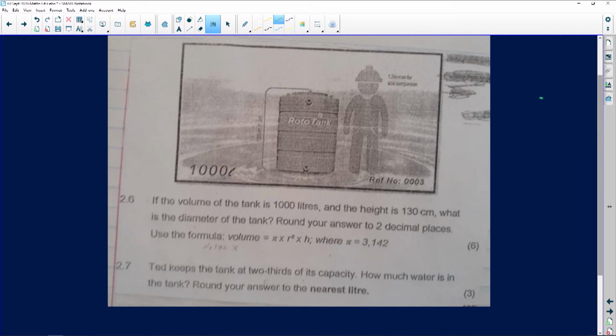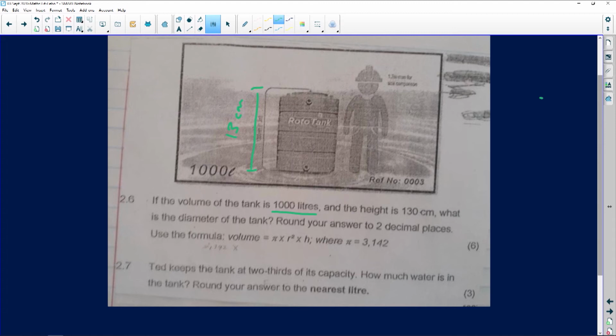So it says here, if the volume of the tank is 1,000 liters. So we've already been given the volume, which is that 1,000 liters over there. And the height is 130 centimeters. What is the diameter of the tank? So we've been given that height, okay? 130 centimeters. That's the height that we have been given. So we want to know what the diameter is going to be. That is very, very important for us to know how to use it. And it says to us, round your answer to 2 decimal places. Use the following formula that has been given to you.